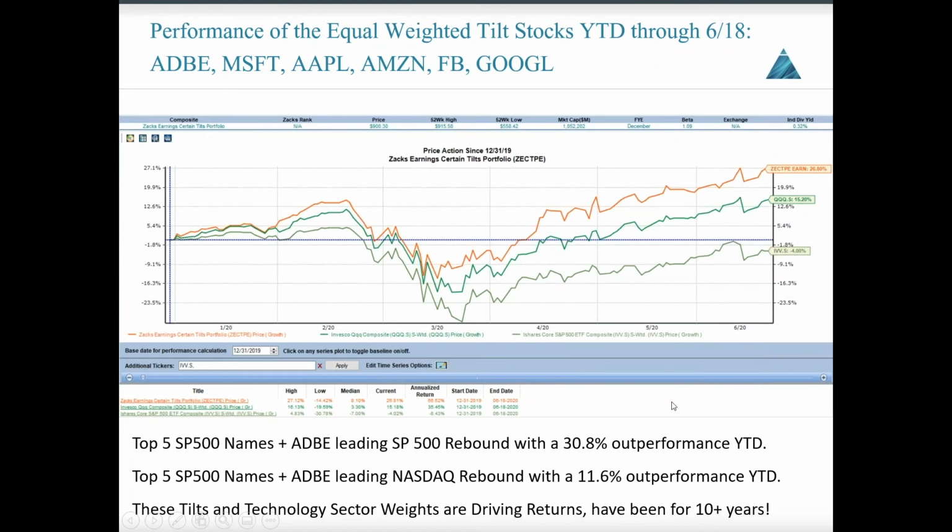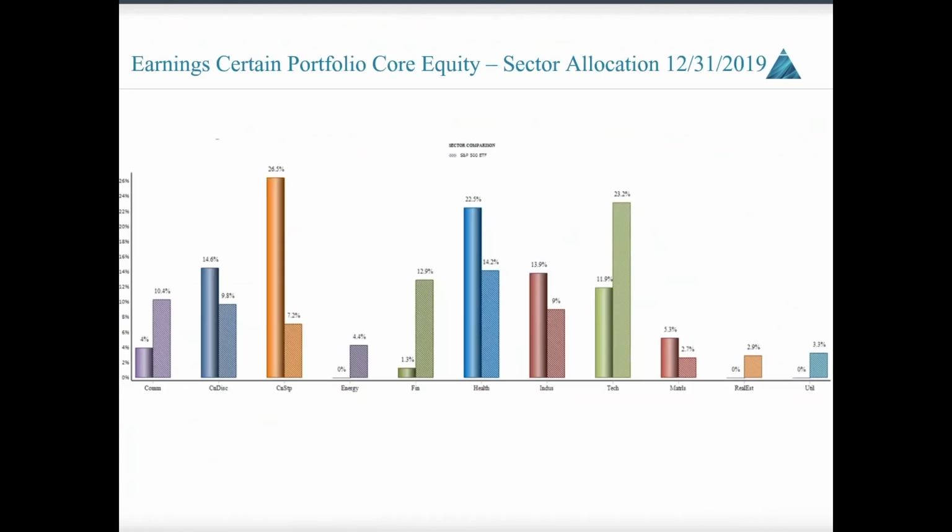So it's the tilts and the technology sector weights that are driving returns. It's been doing this for literally 10 plus years. This is nothing new, okay? I'm bringing this to your attention as a tilt strategy that has been in play for quite some time that is likely to not necessarily change anytime soon.